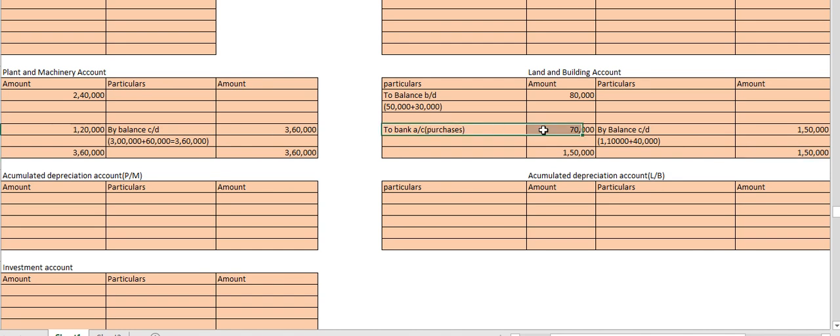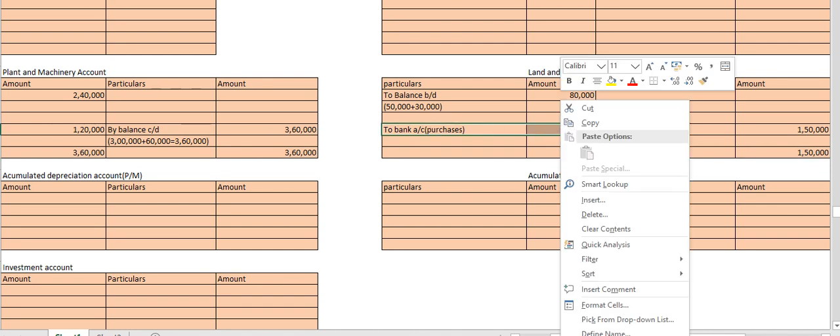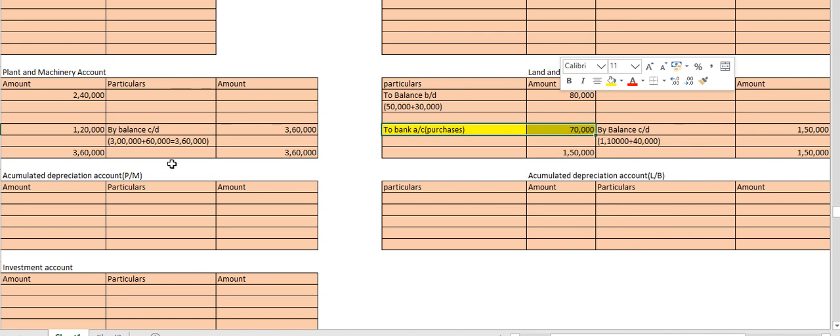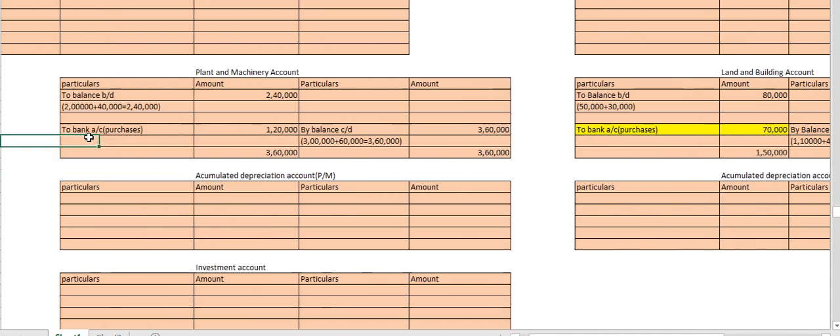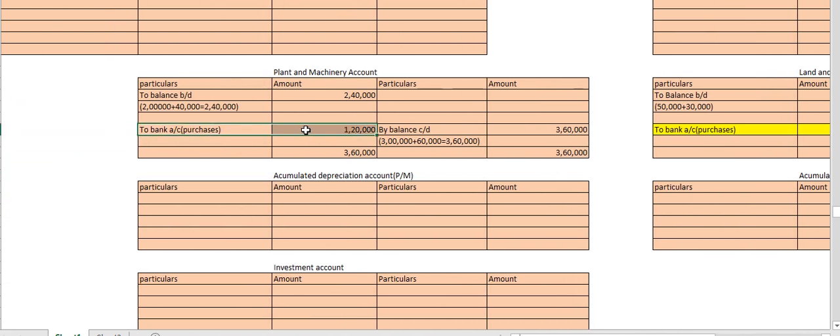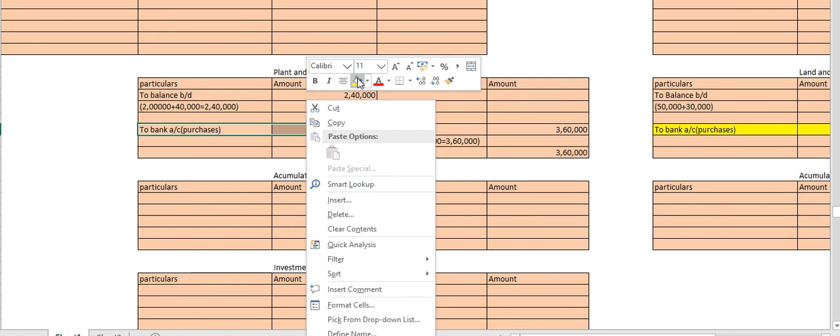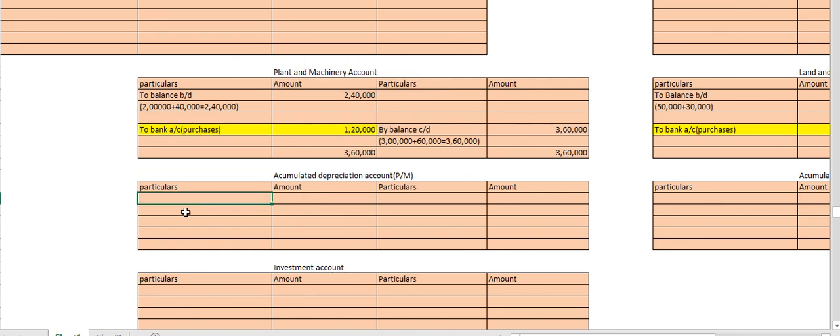So this purchase will be taken up in your fund flow statement as application of funds, and the purchase made in the plant and machinery also will be considered as application of funds in your fund flow statement.